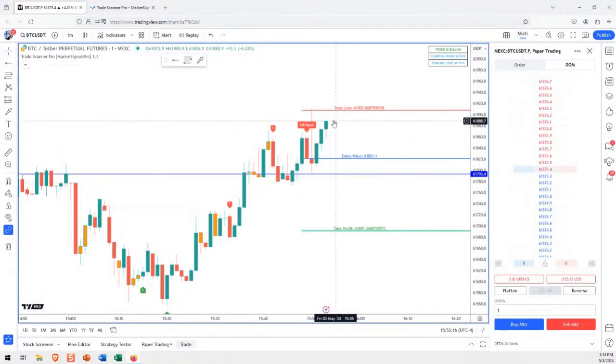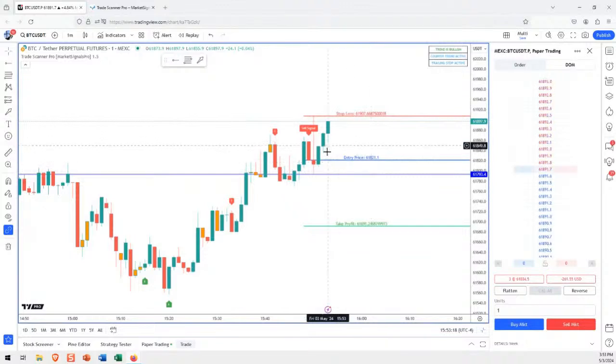Okay, so let's see what happens here. Again, this is not working for me. I took that second short, and it looks like I'm going to get stopped out. But let's see. Let me give it a chance.